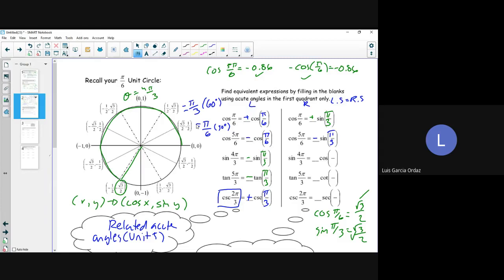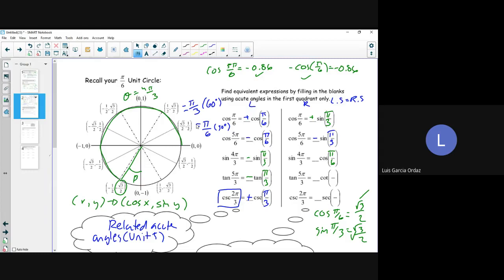All right? So now what would our correlated acute angle be? Pi over 6. So to make it easy, what does cos of pi over 6 give us?